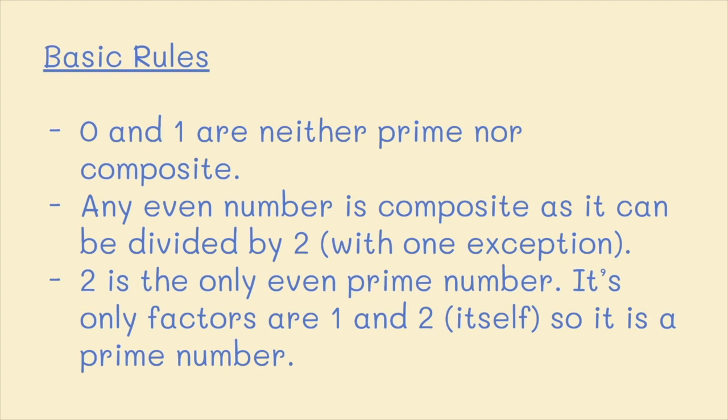Any even number is composite, okay? So if you can see that it ends in 0, 2, 4, 6, or 8, it's an even number, which means it's a composite number. I did tell you that was going to come in handy today. There is only one exception though, and that exception is 2. 2 is the only even prime number. It's kind of special. Its only factors are 1 and 2, which is itself. So it has 2 factors, so it's a prime number.